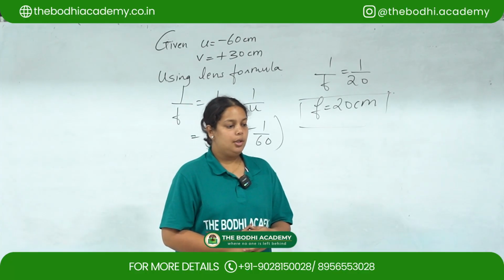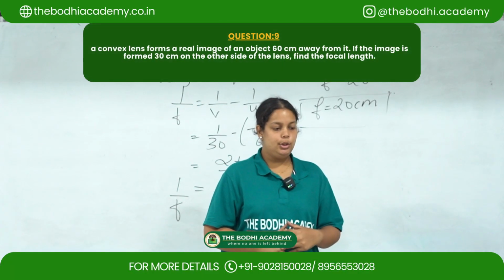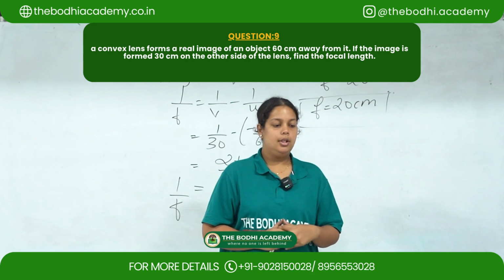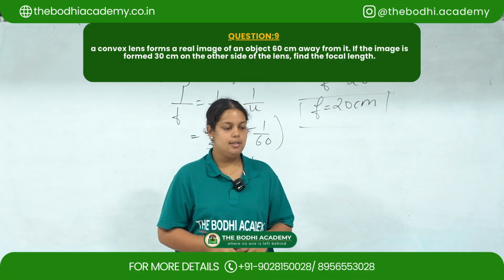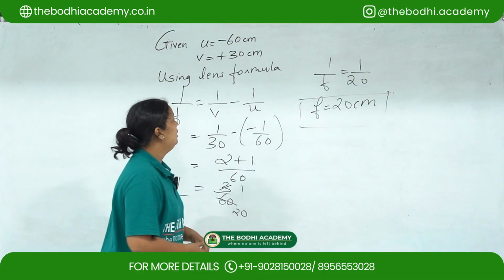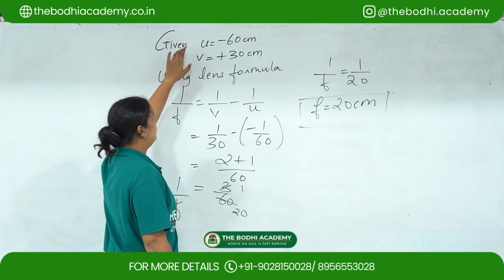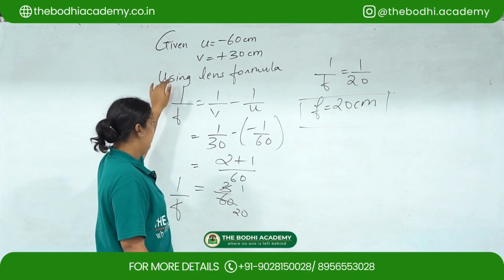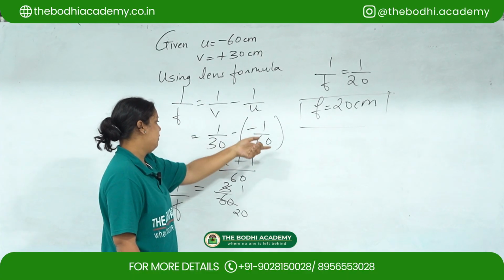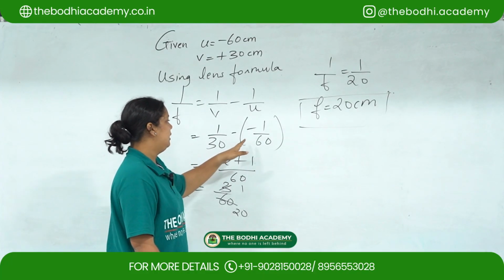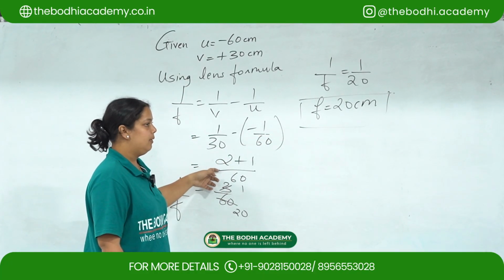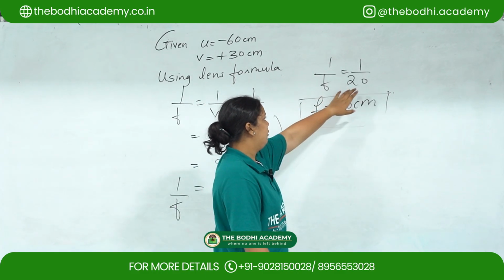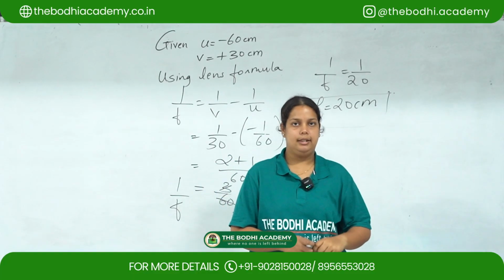Coming to the next question, a convex lens forms a real image of an object 60 centimeters away from it. If the image is formed 30 centimeters on the other side of the lens, find the focal length. Given is u, object distance, minus 60 centimeters, v plus 30 centimeters. So we use the lens formula 1 by f equal to 1 by v minus 1 by u. So that is 1 by 30 minus 1 by minus 60, which is (2 plus 1) upon 60. So 1 by f will become 1 by 20. So f is equal to 20 centimeters.